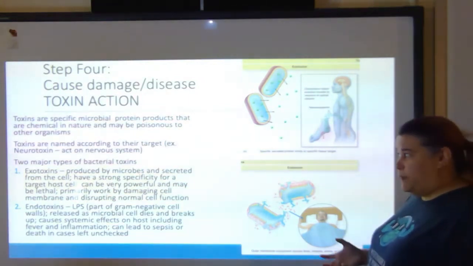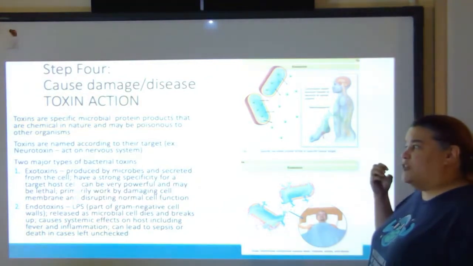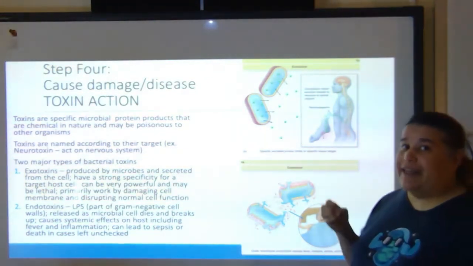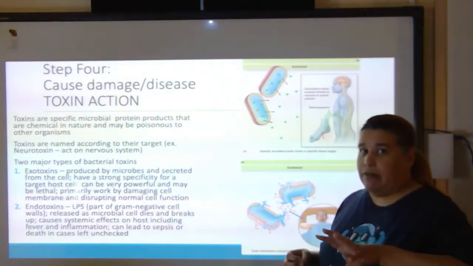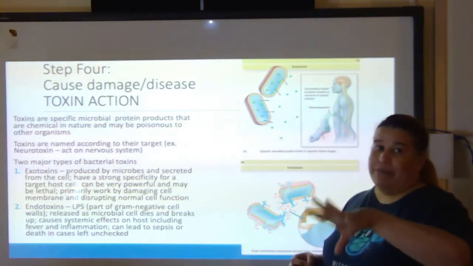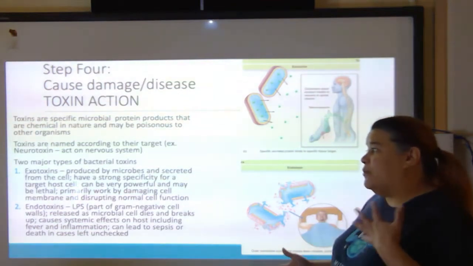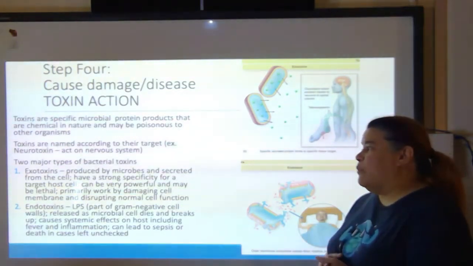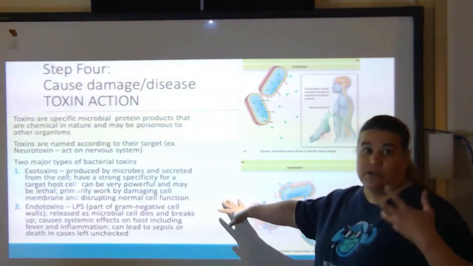Exotoxins are produced by microbes and secreted from the cell, and they have a strong specificity for a target in the host, a specific target host cell. I am zeroing in and getting to that place, that tissue. It can be very powerful. It may be lethal depending on what it is. It primarily works by damaging the cell membrane and disrupting the cell's function.